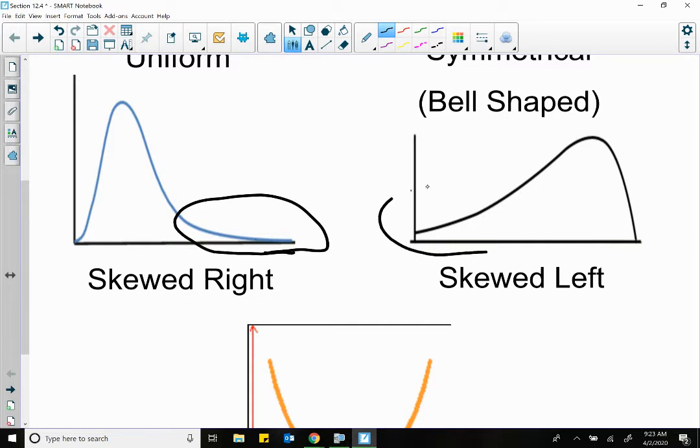Same thing over here. We got this tail. Where is that tail at? It's over here on the left-hand side. So when we talk about skew right, skew left, it's all about where the tail is at. And this is what we call the tail.